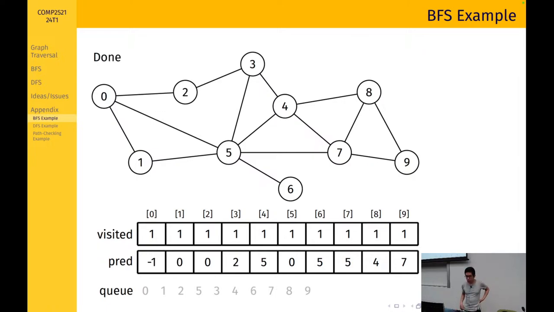Okay, and what has this given us? Well, first of all, we know which vertices have been visited. This can be useful because if you have another set of vertices which aren't in the same connected components as these vertices over here, then the visited array will be able to tell us that. Now the predecessor array is going to let us reconstruct the paths from the starting vertex, which is 0, to each of these vertices.